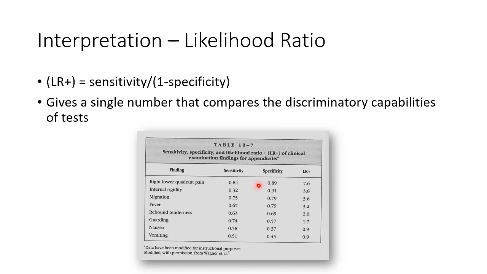Okay, make sense so far? That's where likelihood ratios can be useful, because that way I can compare different things together. So I can say, I may not just use nausea and vomiting by themselves, but certainly if they have a couple of these other ones here, migration, internal rigidity, that would all help me to strengthen that diagnosis there.